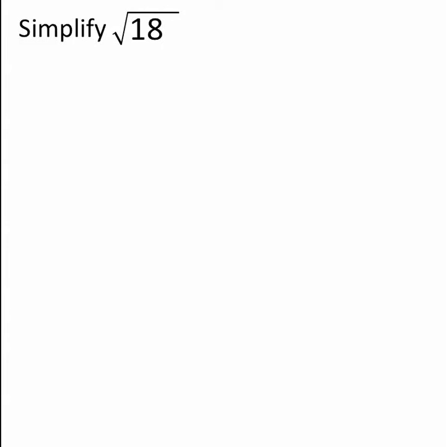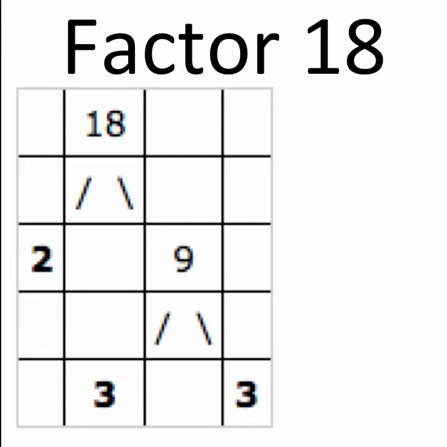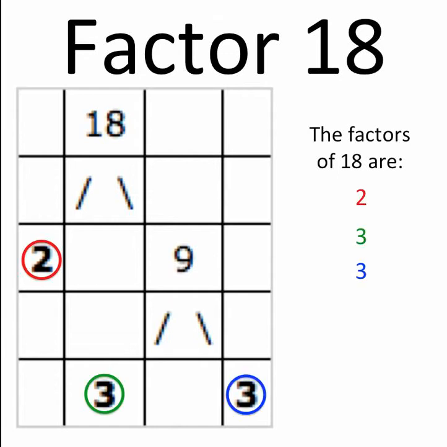To simplify the square root of 18, my first step is to factor the number underneath the radical sign. So in this case, 18. So let's do that. To factor 18, I have to create a prime factorization tree. And when I do that, I see that 18 can be factored into 2 times 9, and 9 can further be factored into 3 times 3. So I know that my prime factors of 18 are 2 times 3 times 3.